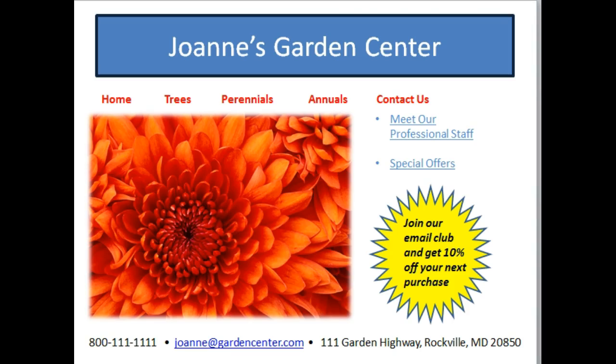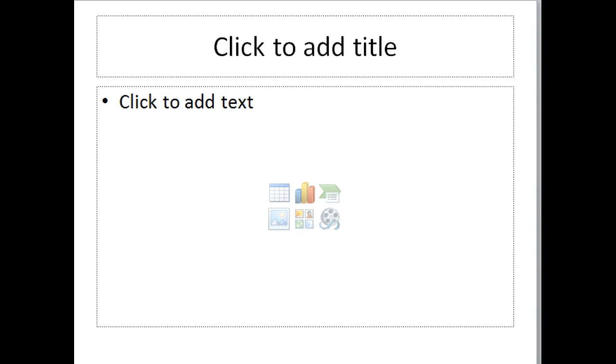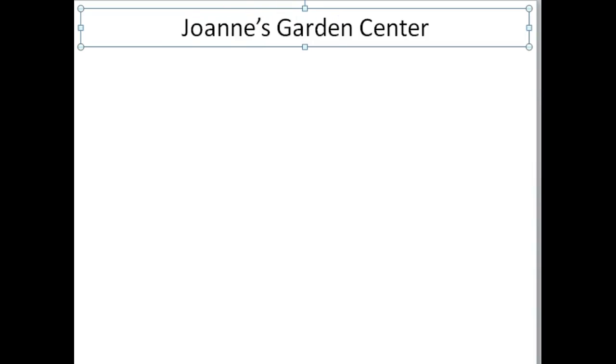So I want to add a new slide, and I want it to be a blank slide. So I do that. Then I want to put in the title of my business. So I'm going to use this Insert key a lot. I say that I want to insert a text box, and I just draw that in, and I'm going to use a large font, and I'm going to call my business Joanne's Garden Center. All right, now I can center that if I want.